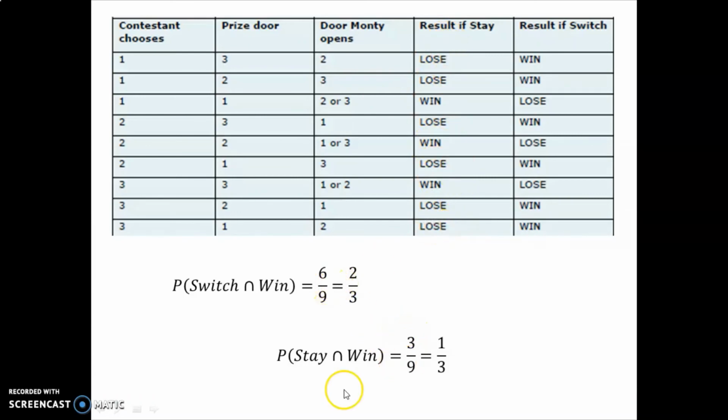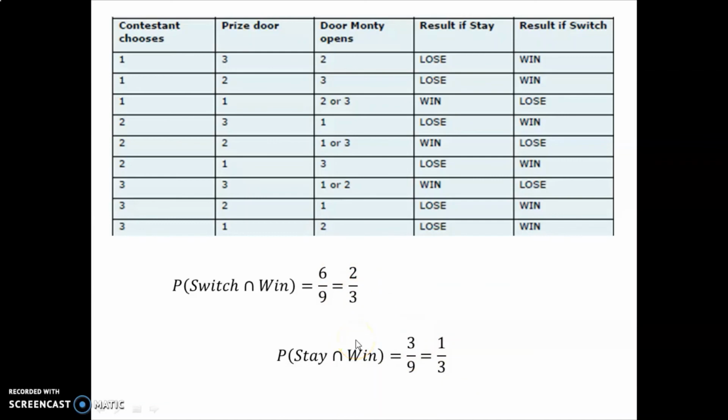So the probability of staying and winning is only 3 out of the 9 options, which is a 1/3 chance. But the probability of switching and winning, here you can see there's much more wins occurring. So that's 6 out of 9 or 2/3. So much more likely to win if you switch. And it's always going to be in this proportion, 1/3 to 2/3.